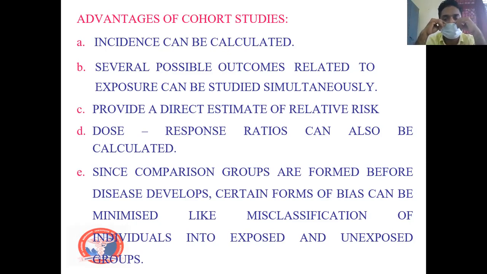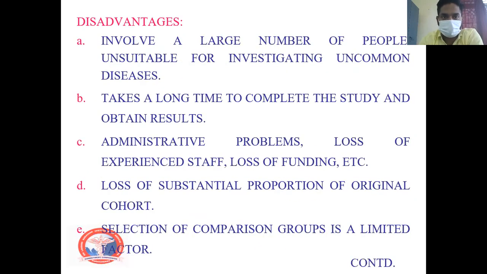Okay, so it provides direct estimation of relative risk, whereas in a case control study we can identify the odds ratio. Dose response ratio can also be calculated in a cohort study. Since the comparison groups are formed before the disease develops, certain forms of bias can be minimized, like misclassification of individuals into exposed and non-exposed. So we can have a less biased study. Okay, case control study is famous for its bias.